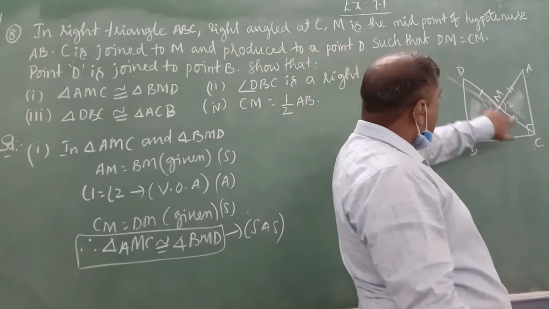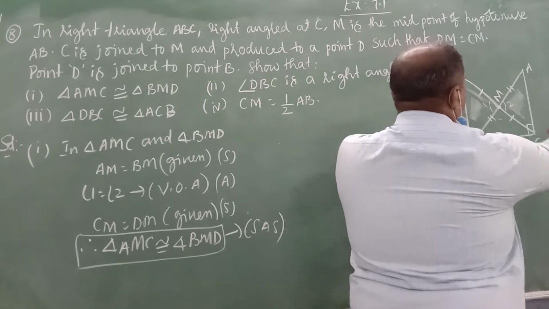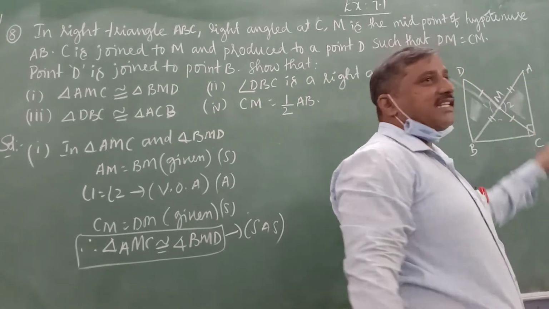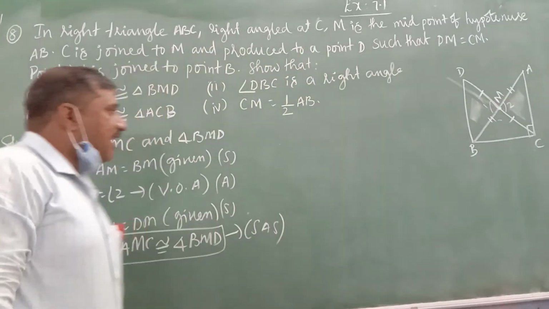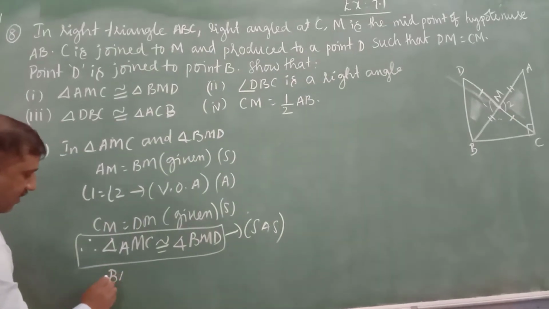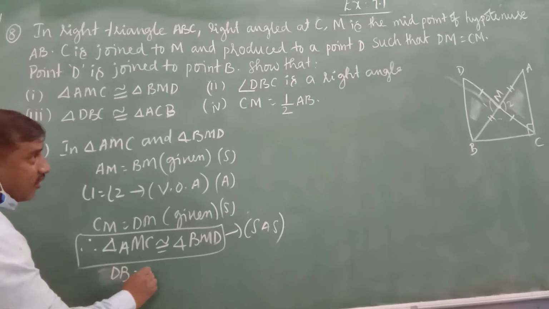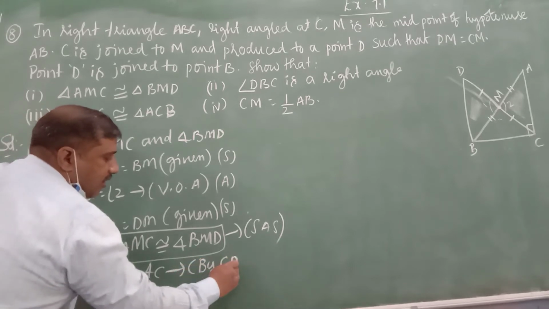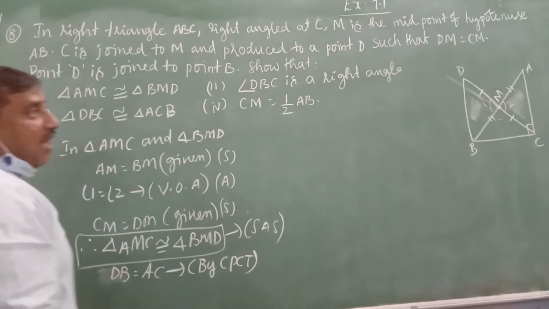So here these two sides are equal and these two sides are equal. What about the leftover sides? That is BD and AC. Both are equal or not? DB, or BD, is equal to AC by CPCT. By CPCT. Now what about the angles?